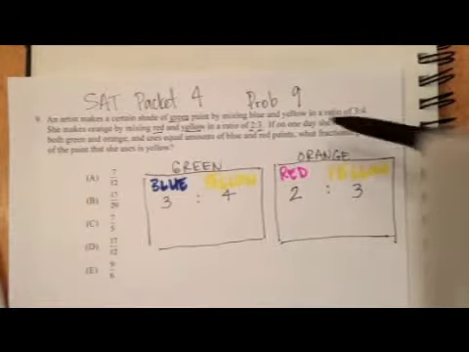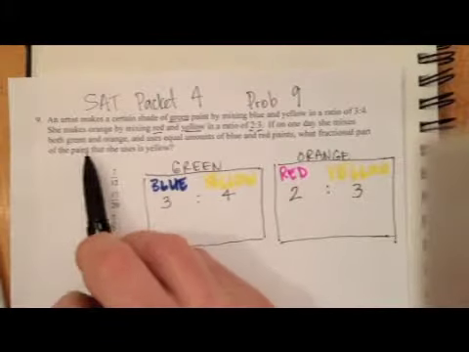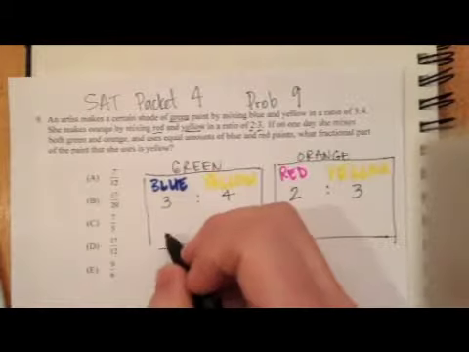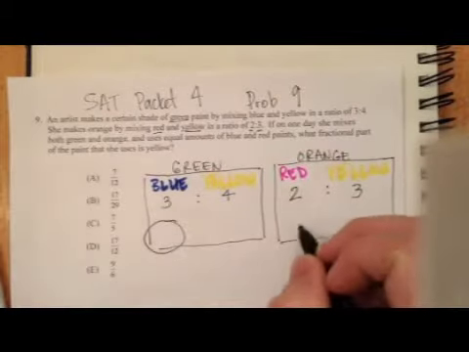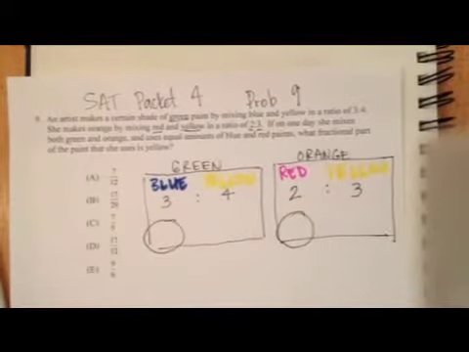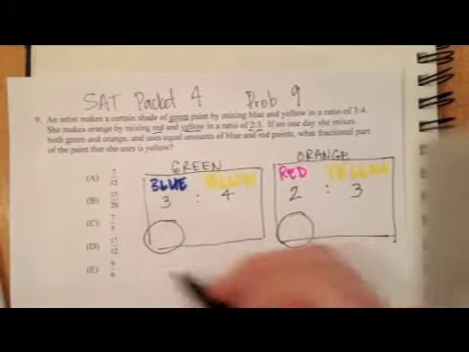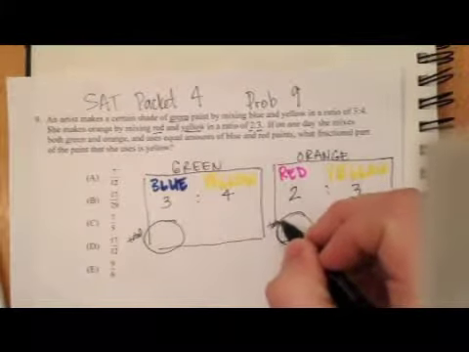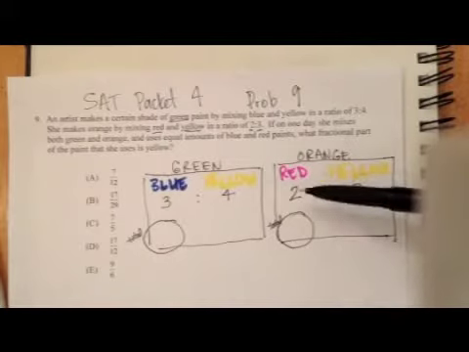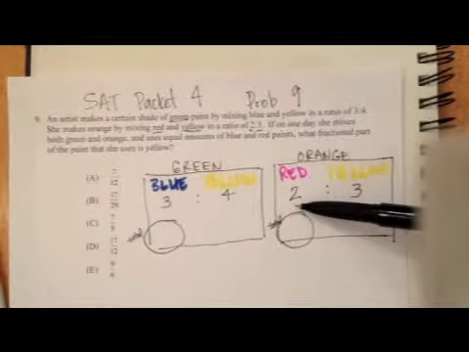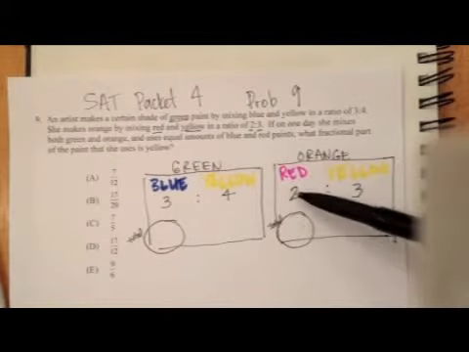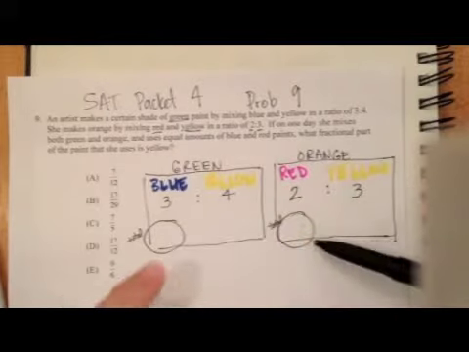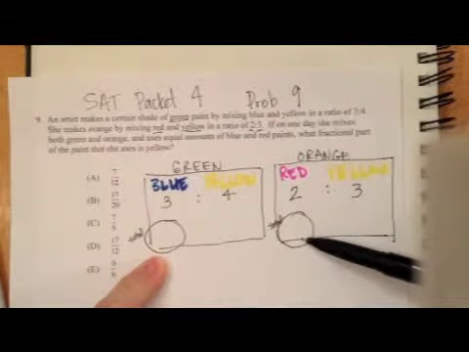Now comes the hard part. If on one day she mixes both green and orange and uses equal amounts of blue and red paint, the amount here and the amount here need to be the same. Now remember, this row represents the total. And we find the total by multiplying the ratio times a set number. And we want to multiply 2 by something and 3 by something else so that the total for red and blue would be the same.